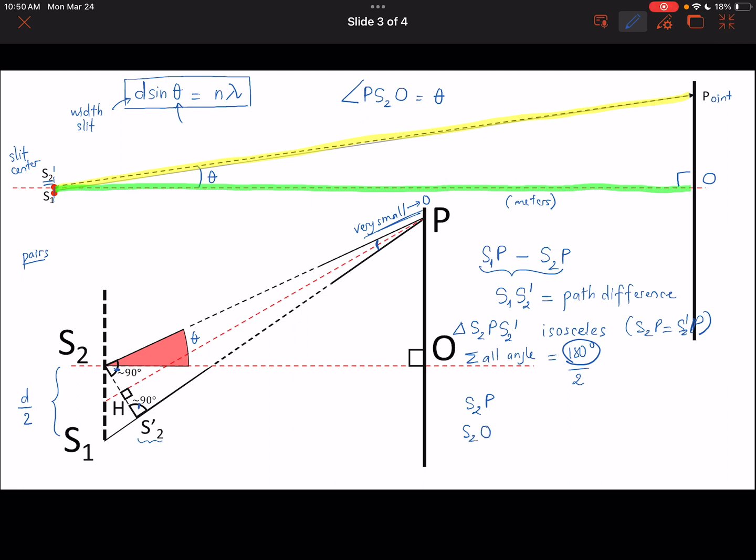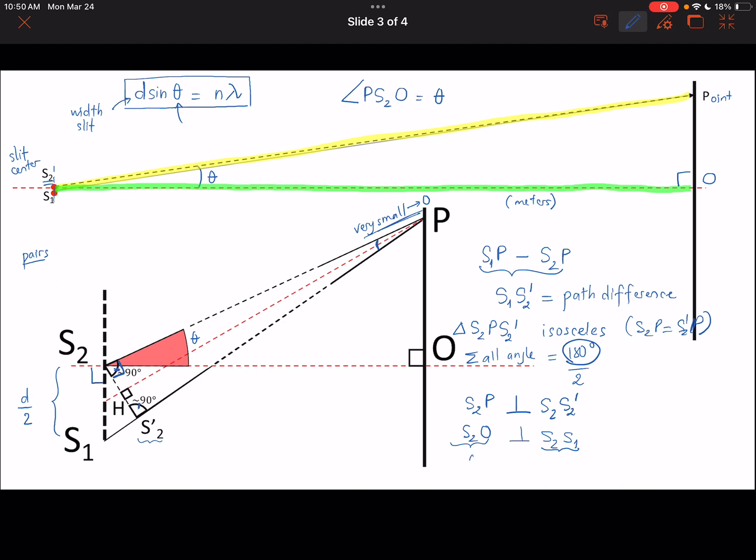And then you can see now that S2P is almost perpendicular to S2 prime here, right? Because we said that this angle is almost 90 degrees, okay? Then we also have S2O almost perpendicular to S2 S1. So in math, you should know that an angle between two pairs of sides will be equal to each other if the two pairs of sides are perpendicular to each other.